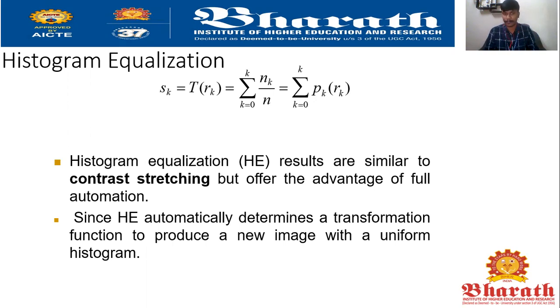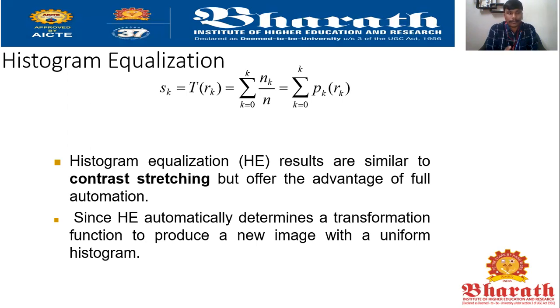Histogram equalization is widely used. Why? Because it has the advantage of full automation. It doesn't need any manual stimulation to produce the output. Once it has been started and initiated, it will keep producing the output until the image is completely done with the processing unit.